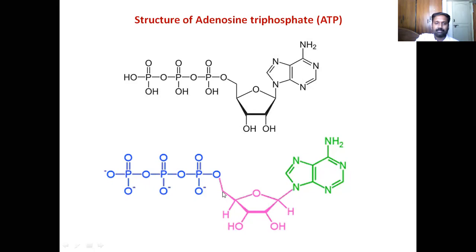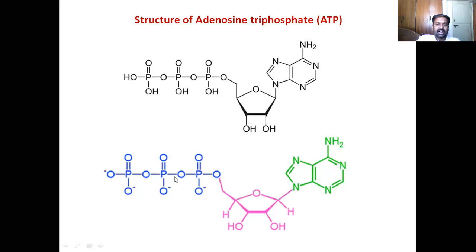The fifth carbon atom is attached to 3 phosphate groups. Now you see the phosphates have formed a small chain. Phosphate 1, phosphate 2, phosphate 3. And how are the phosphate groups bonded to each other? Through a phosphodiester bond. Okay, so please note this bond. This is called a phosphodiester bond.